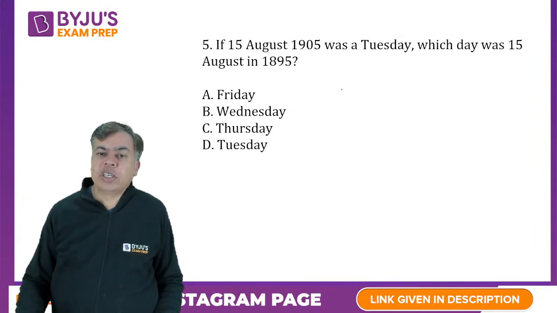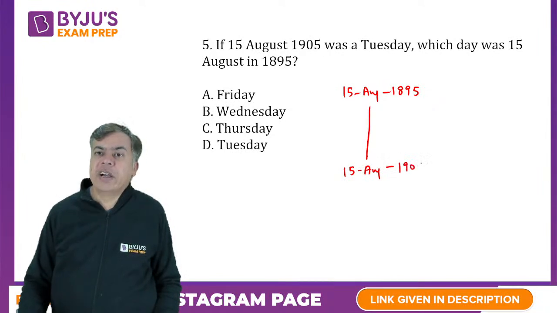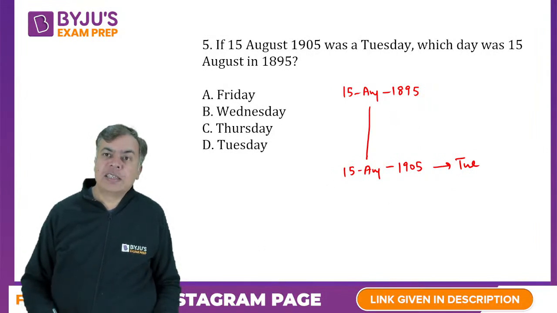Here in this question, he is asking the day of 15th August 1895, whereas he has given 15th August 1905. Okay, very good. You have already answered. This is given as Tuesday, right? Now the point is how to answer this question.